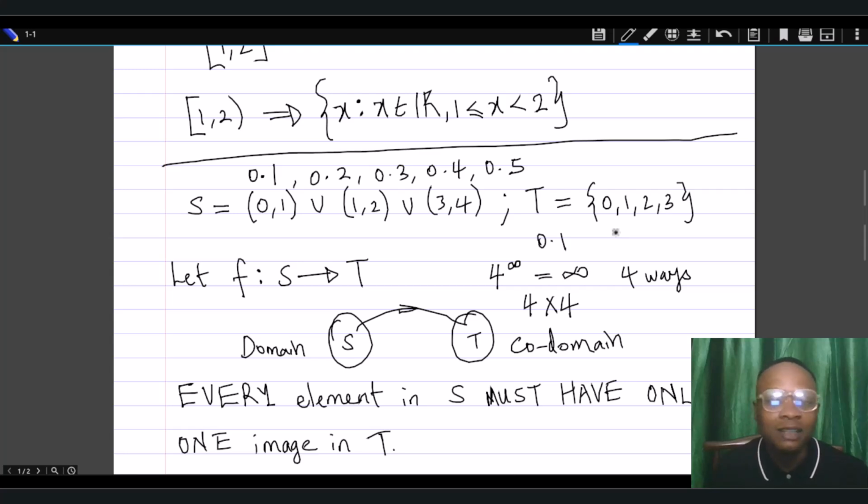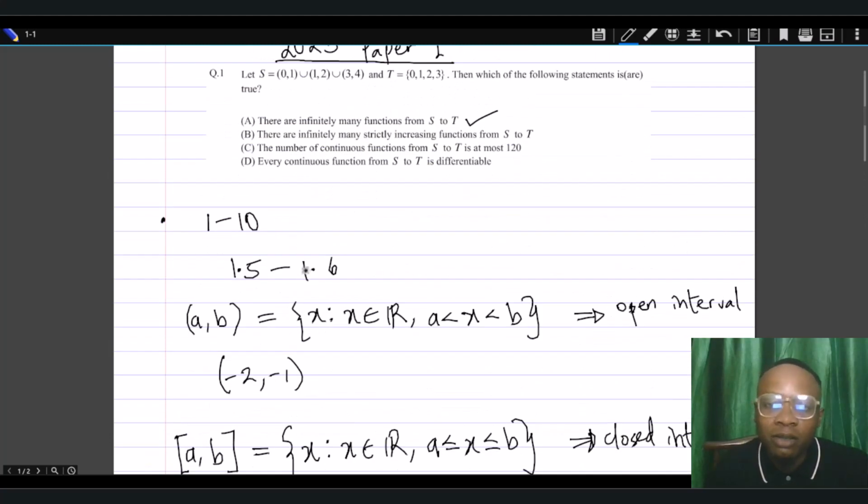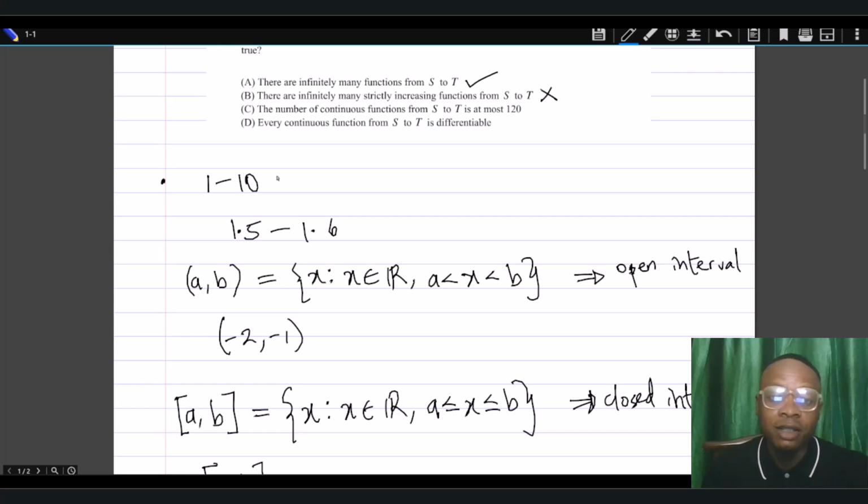So we can see that there is no possibility at all of having a strictly increasing function from S to T. There is no doubt that this is not possible. The issue here is the word strictly. We cannot have any strictly increasing functions from S to T. Okay, so that is clear.